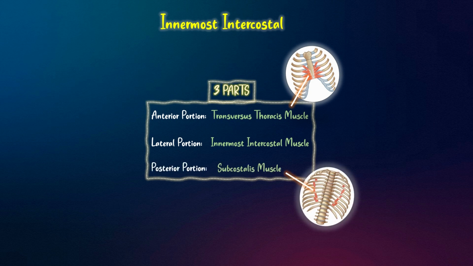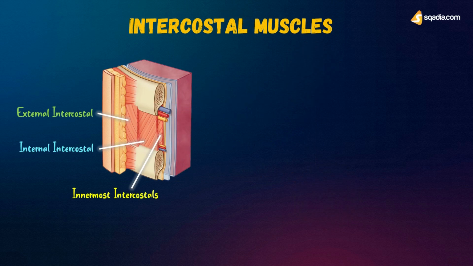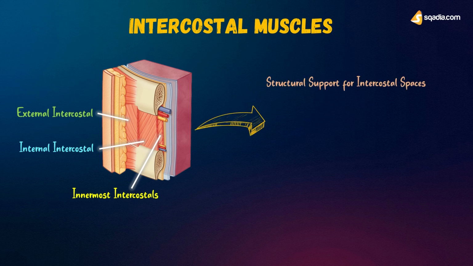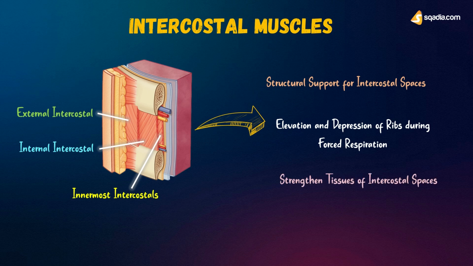Now, the intercostal muscles need innervation by the related intercostal nerves to perform their action, and their primary action is to provide structural support for the intercostal spaces during breathing. Not only this, but they help in the elevation and the depression of the ribs during forced respiration. Also, during respiration, the tissues of the intercostal spaces are strengthened by the tone of the intercostal muscles, so that when intrathoracic pressure is increased or decreased, it prevents the sucking in or blowing out of the tissues.